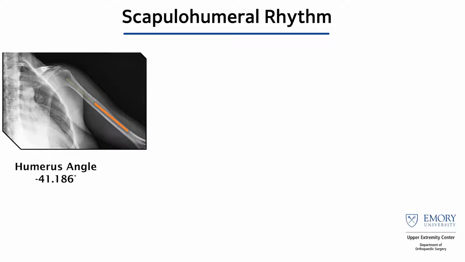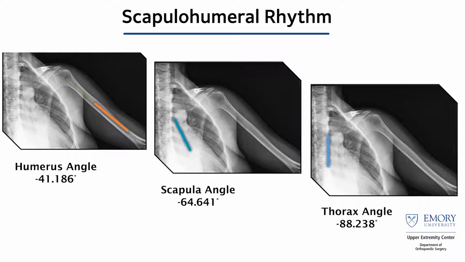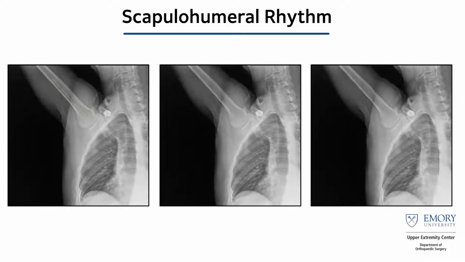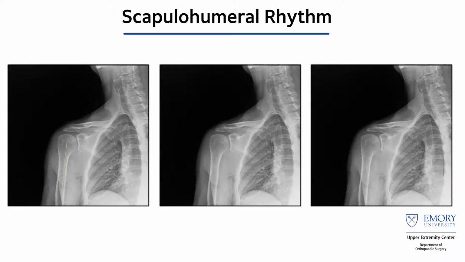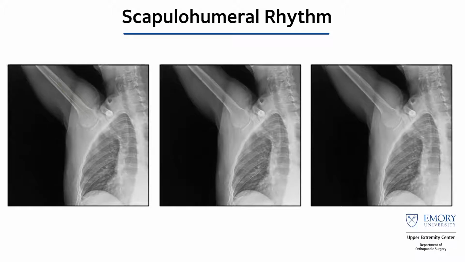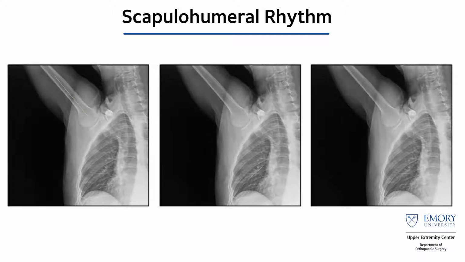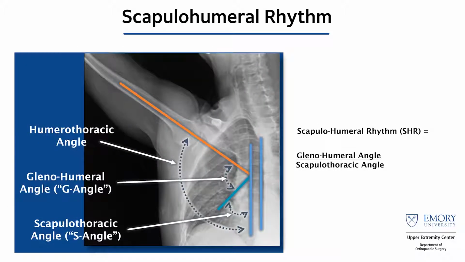Using certain angles, like the humeral angle, measuring between the humerus and a longitudinal line, the scapular angle and the thorax angle, we were able to start to quantify this idea of scapulohumeral rhythm. So you can see in these images the glenohumeral joint, but you can also see the scapulothoracic joint. You can see how it's moving, and through the arc of motion how the contribution of the glenohumeral and the scapulothoracic joint changes. We quantified this idea of scapulohumeral rhythm based off of Codman's initial equation.